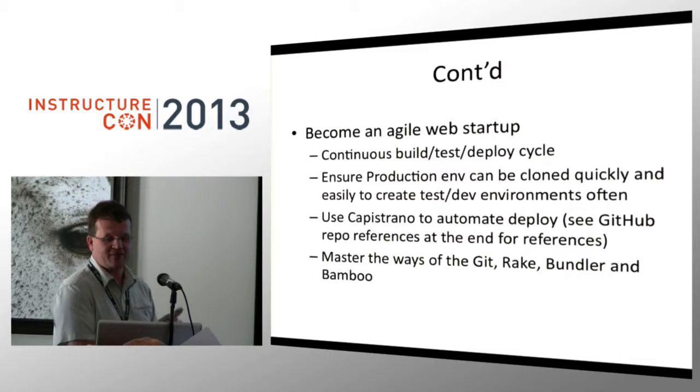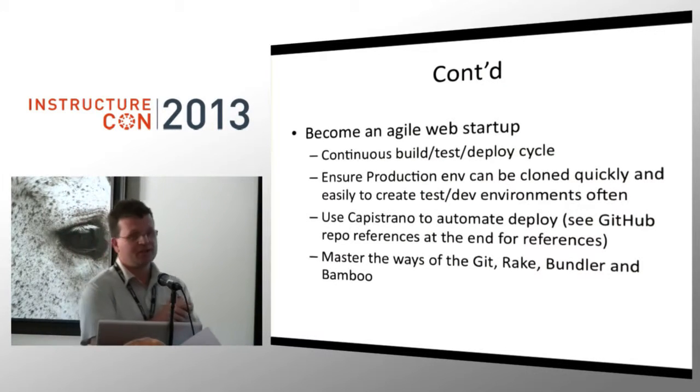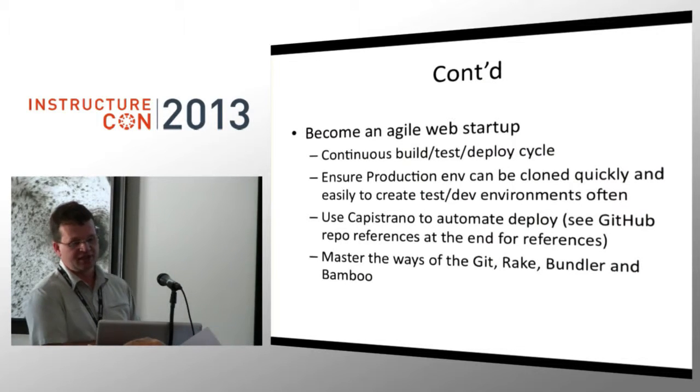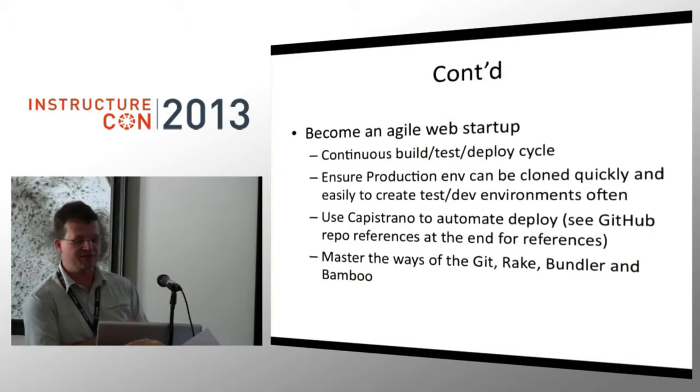So what does that mean? That means a continuous build, test, and deploy cycle. Because you're going to be doing this very often, you want it as automated as possible. Ensure your production environment can be cloned quickly and easily to create test and dev environments often.